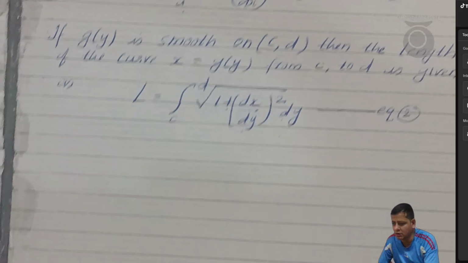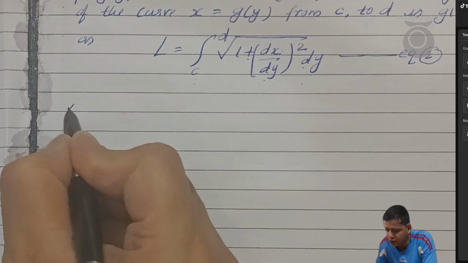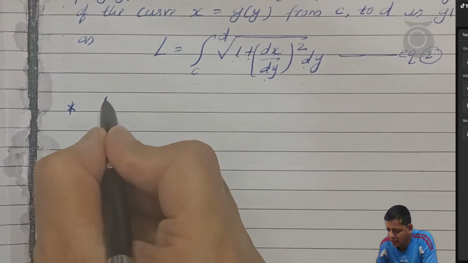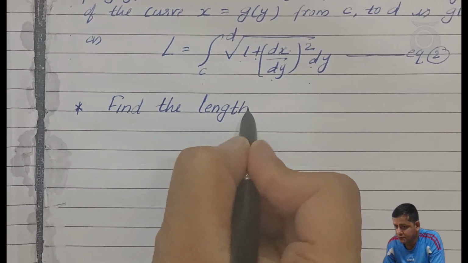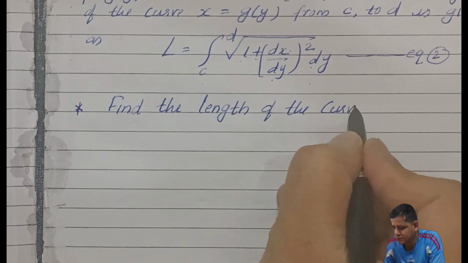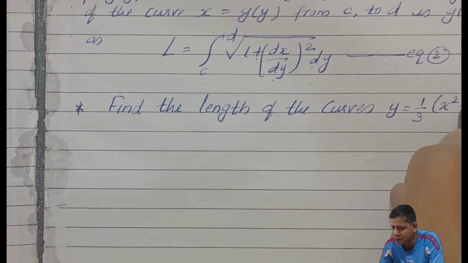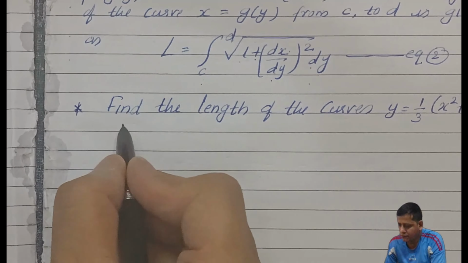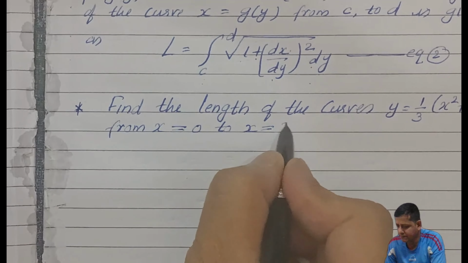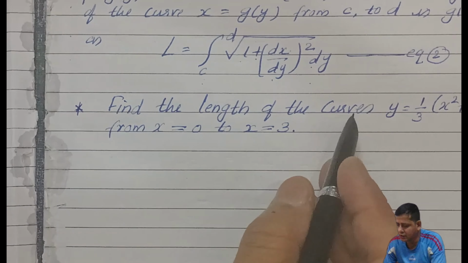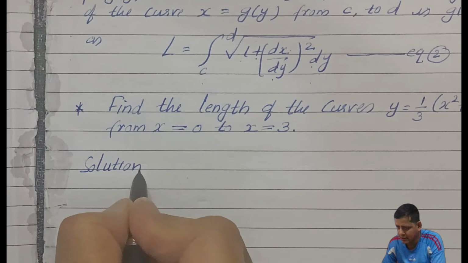So let's see some problems related to smooth curve, and then we will understand better. Let's consider one question which says: find the length of the curve y = (1/3)(x squared plus 2) to the power of 3/2, from x = 0 to x = 3. We have the formula now, so let's solve it using the formula that we have just studied.